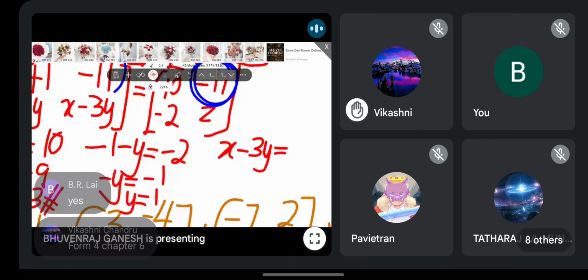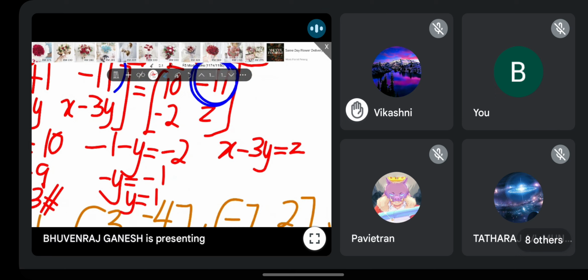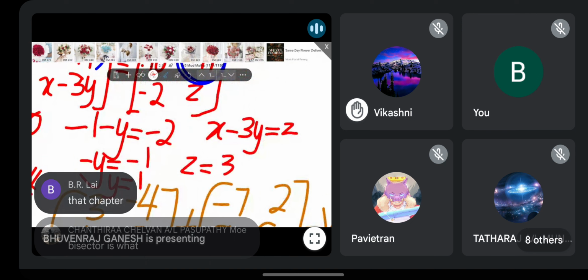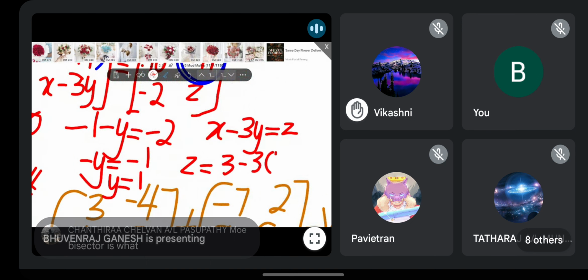Am I right? Yeah, okay. I think a lot of people struggle there. Form 4, chapter 6, linear inequalities. Probability. Or bisectors. Bisector, usually they don't ask in SPM if you notice. Okay, that one is not so common. But your plan and elevation is common.